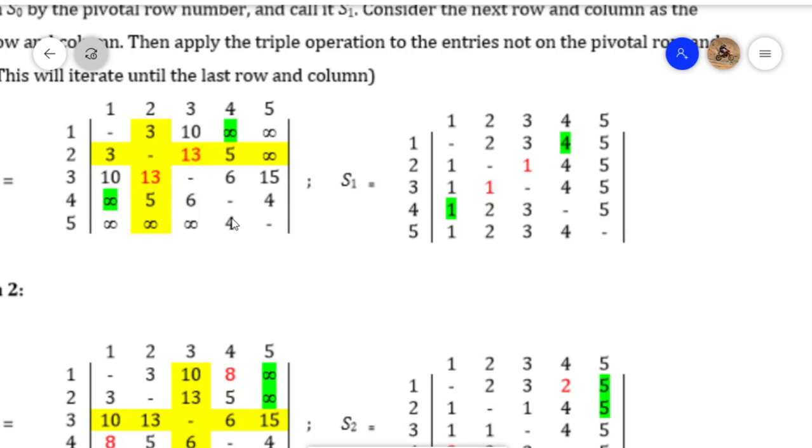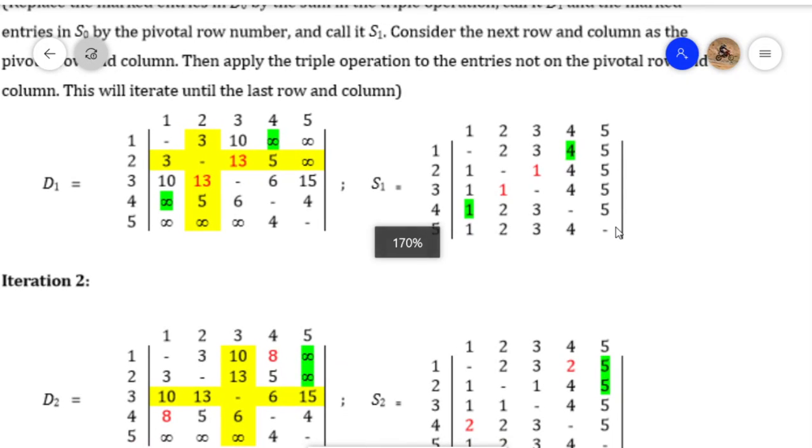Greater than 4. Next, we have infinity compared with infinity plus 3. The sum is infinity, equal to the current entry. Next entry is infinity. Infinity plus 13 is infinity, only equal to the current entry. Next is 4. 4 compared with infinity plus 5, which is infinity, greater than 4. So we mark two entries: on the fourth row, first column, and first row, fourth column. So the same entries are marked in S sub 1. Then we move on to the next iteration.